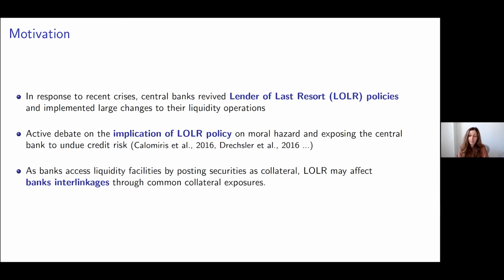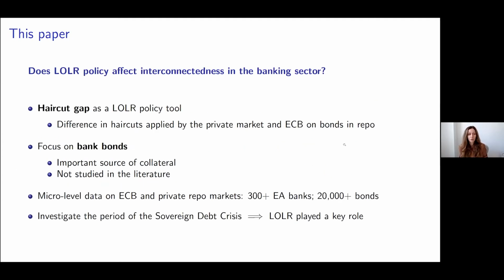And as a result, this can mean that lender of last resort could potentially affect bank interlinkages through these common collateral exposures. And that's where we want to go with this paper. So let me be more formal. The question that we are really trying to answer in this paper is, does lender of last resort policy affect interconnectedness and potentially systemic risk in the banking sector?